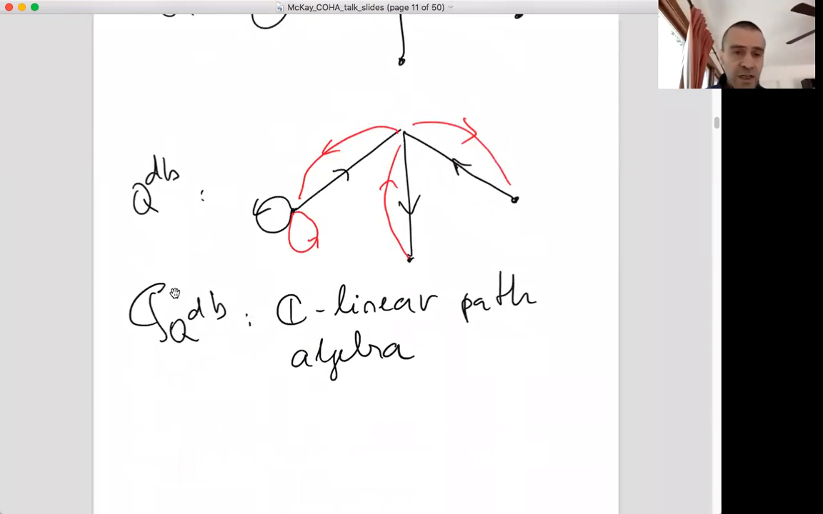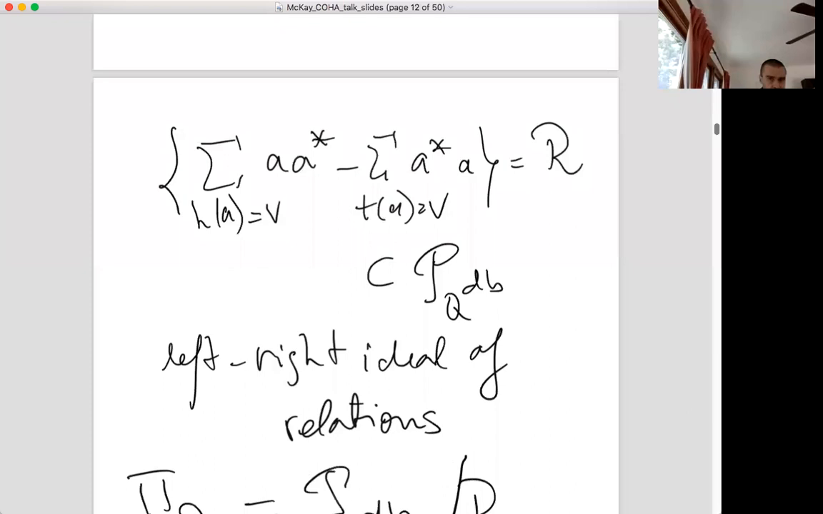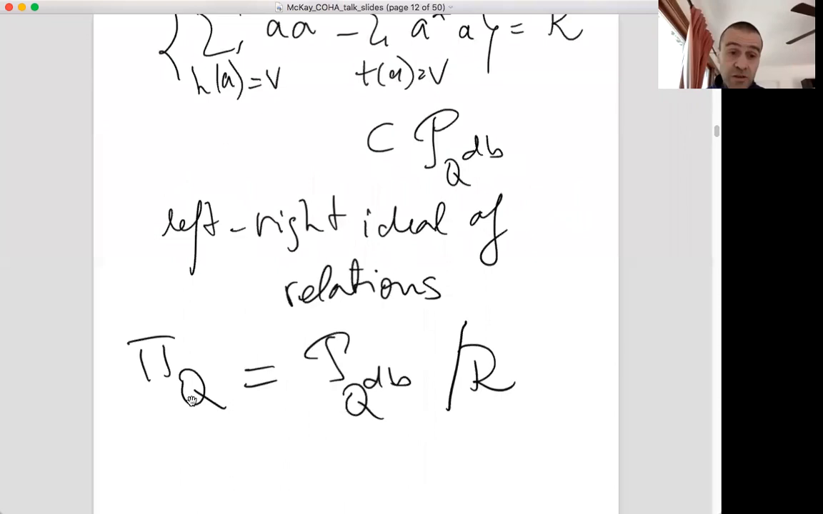And you take its C-linear path algebra, the algebra generated by paths made of arrows of the quiver, where the product is concatenation of paths. So it's a fairly straightforward construction. Further, we have a natural two-sided ideal of relations in this path algebra, which is, in the appropriate sense, the commutator of a and a star: for each vertex, I sum up over a star a, where a ends there, and then take the difference with a a star, where a starts there. This generates a two-sided ideal of relations. And the preprojective algebra associated to the initial quiver Q is just the quotient of the path algebra of the double by this ideal of relations.